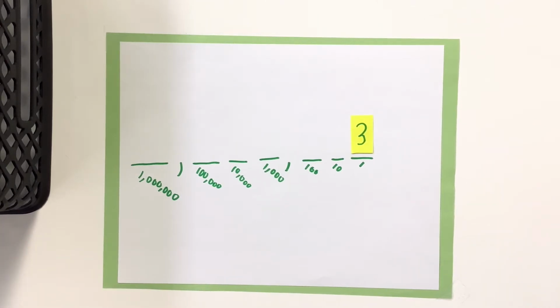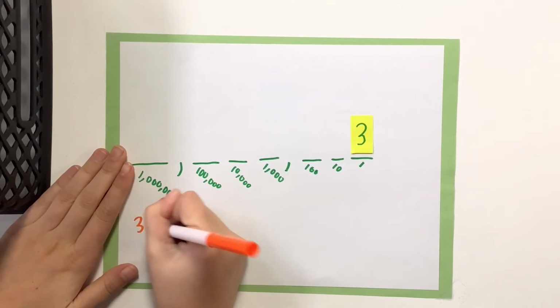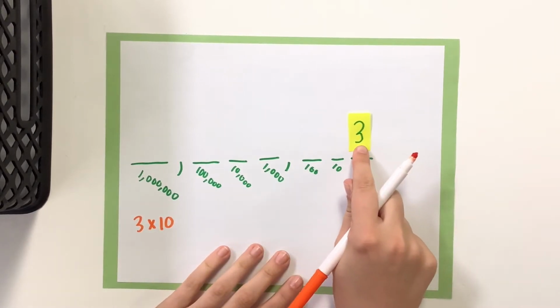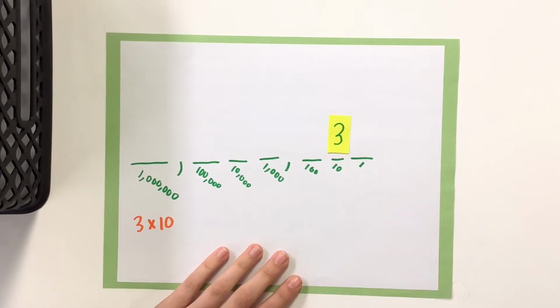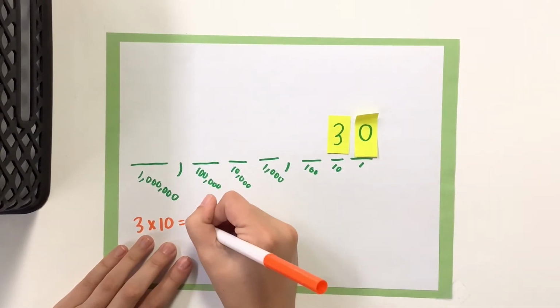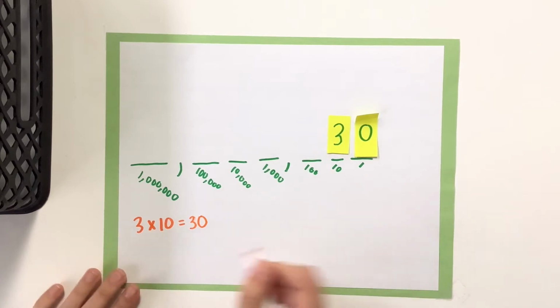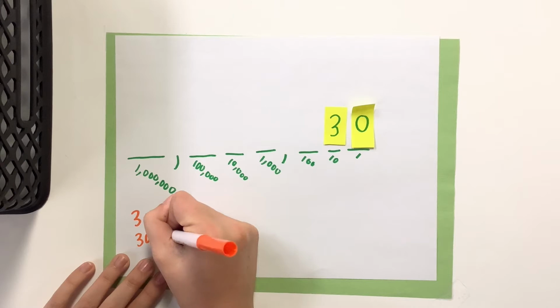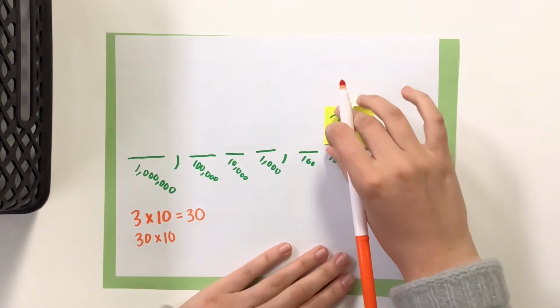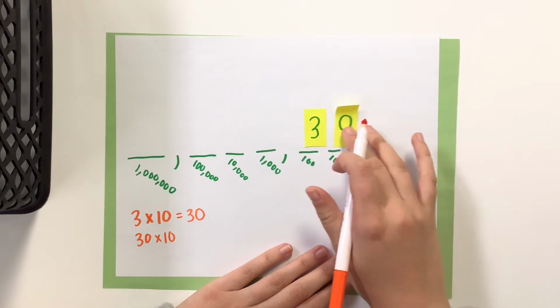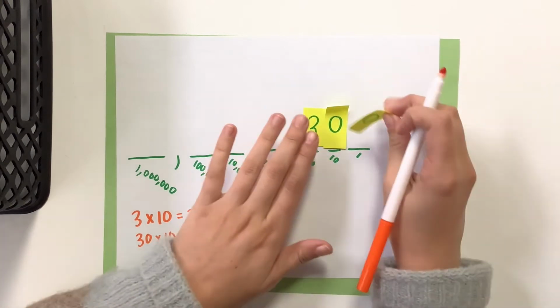If I have the number 3, when I do 3 times 10, and I make that 3 10 times greater, that 3 is going to move from the ones place to the tens place. 3 times 10 equals 30. Now if I take that 30, and let's say I want to make that 30 10 times bigger, 30 times 10 would become 300.